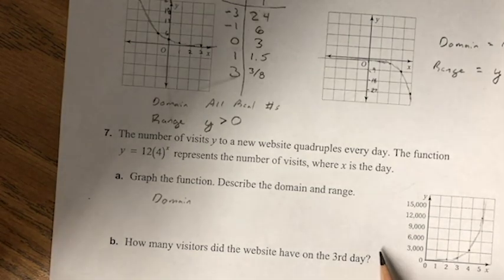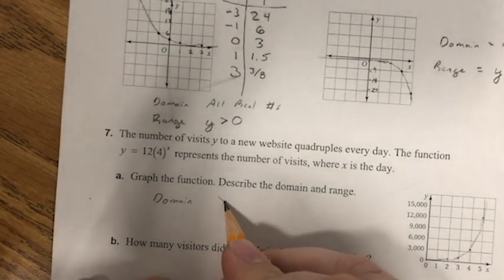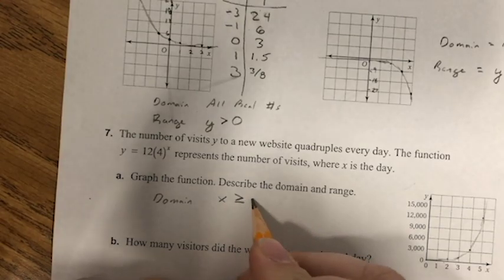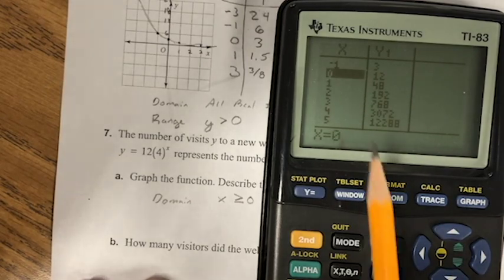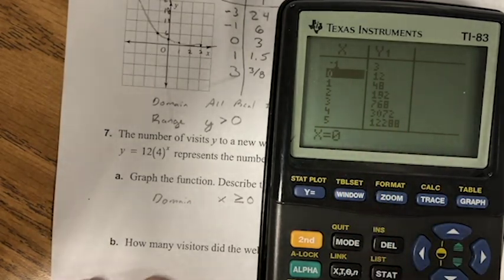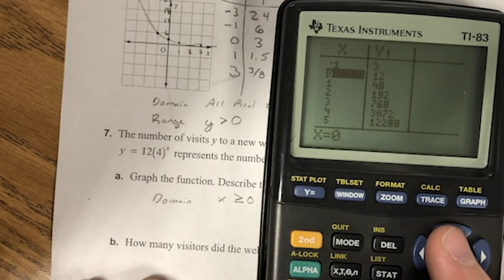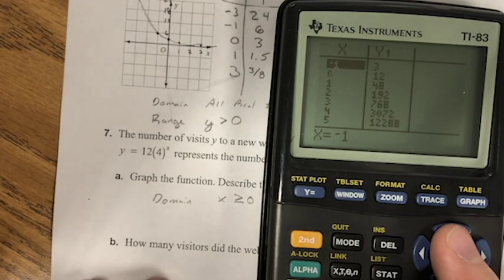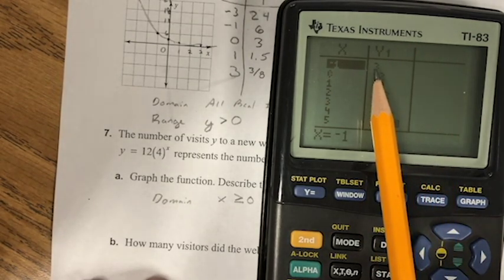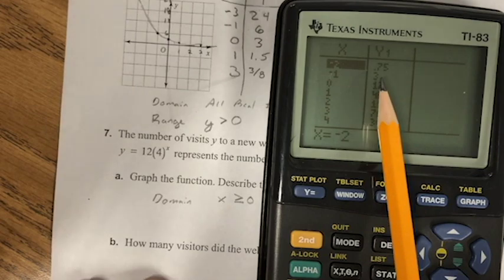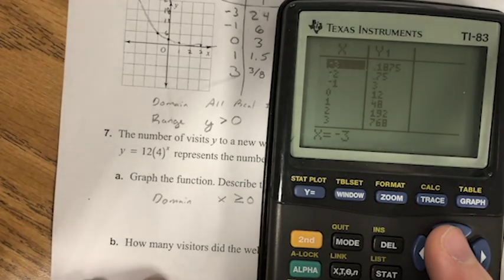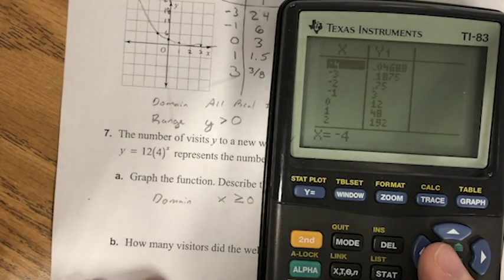No. So in this particular case, our domain is that x is going to be greater than or equal to 0. And we can kind of prove that thought because when we look at this, at 0 days, we have 12 people. 12 people have seen our site on the zero day, all right? And then we really can't, and if we start going back to -1, well, this seems somewhat plausible. But then we go into this. How is that possible? How can I go back -2 days and get 0.75 of a person, 0.1875 of a person, 0.04 of a person?